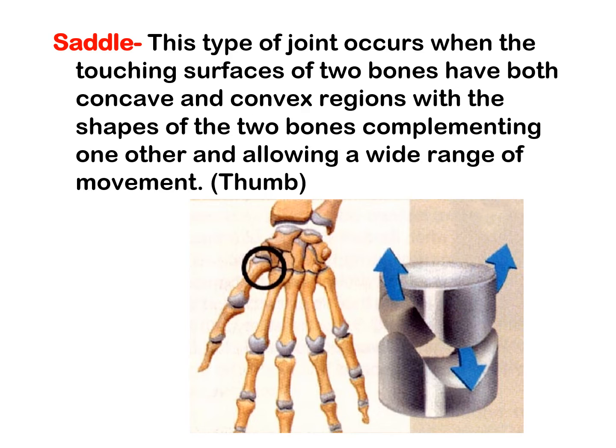We have the saddle joint. This type of joint occurs when the touching surfaces of two bones have both concave and convex regions, with the shapes of the two bones complementing one another and allowing a wide range of movement. The thumb is an example of a saddle joint.